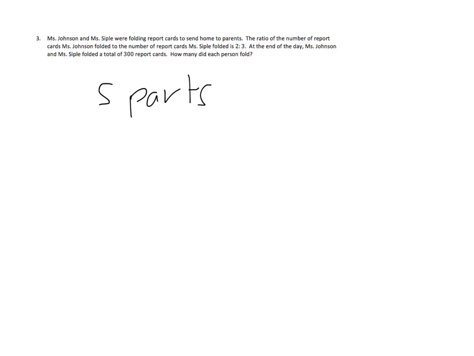Well, those 5 parts are going to equal a total of 300 report cards. So we're going to do 300 divided by our 5 parts. And when we do 300 divided by 5, we're going to get 60 report cards. So each part is 60 report cards. Well, we can take that 60 and use it to turn it back into our original ratio of 2 to 3 to find the totals for each person.